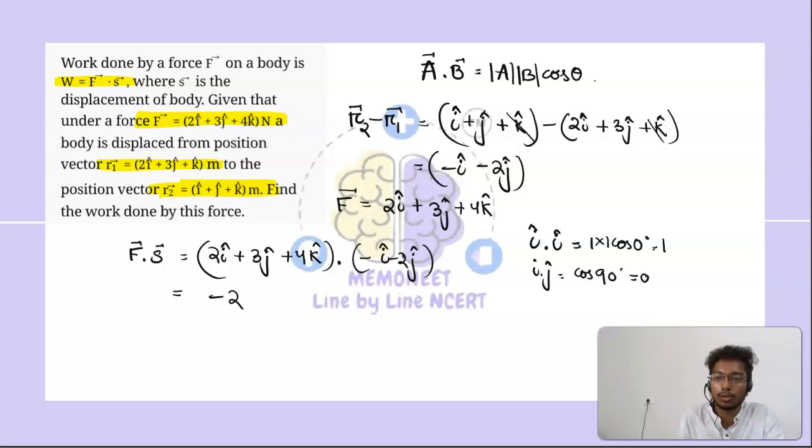So this is equal to 2 I cap into minus I cap, that is minus 2, plus 3 j cap into minus 2 j cap, that will be minus 6. So this will be equal to minus 8 joule. So this is the work done by this force, and this will be our answer.